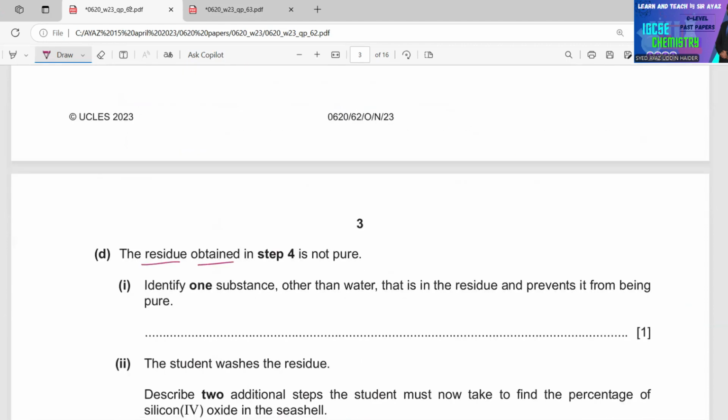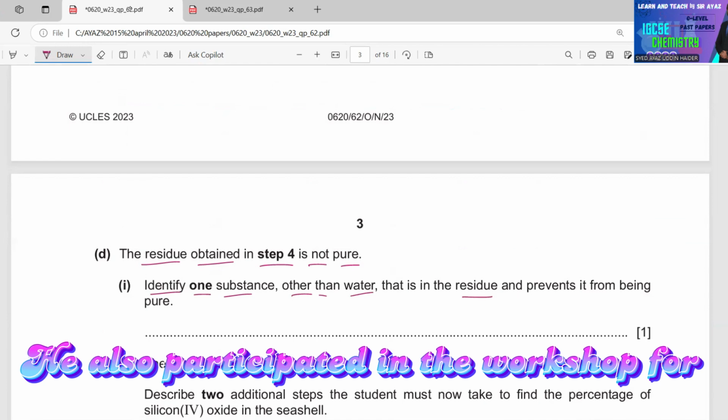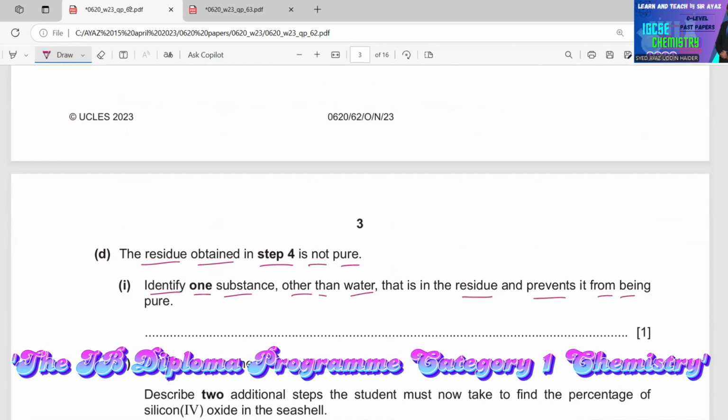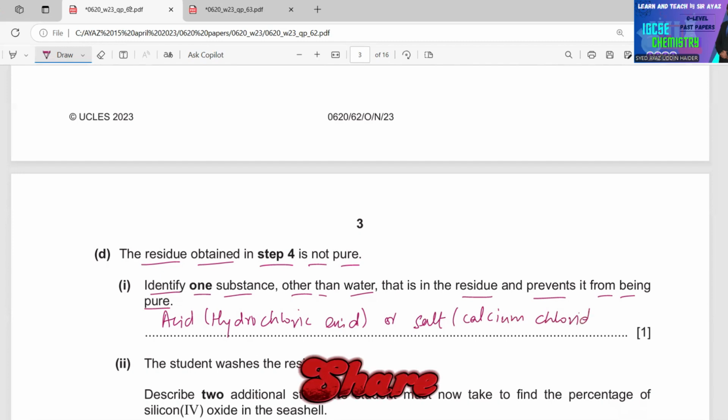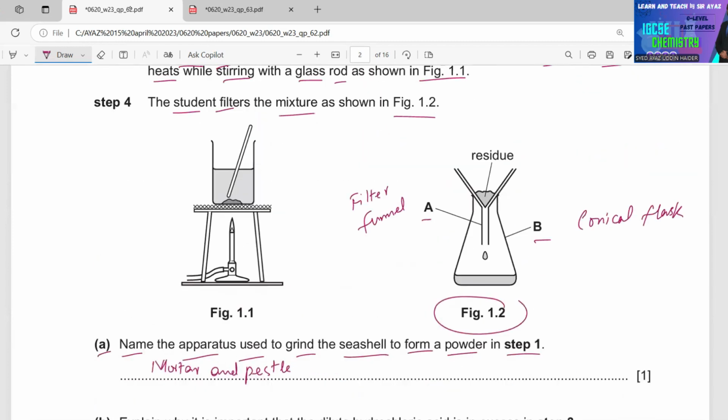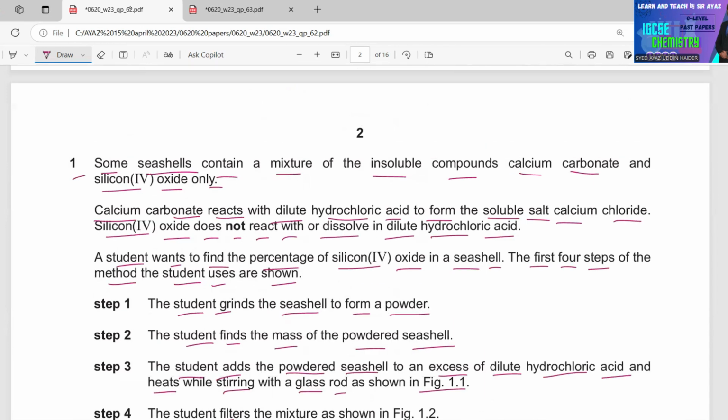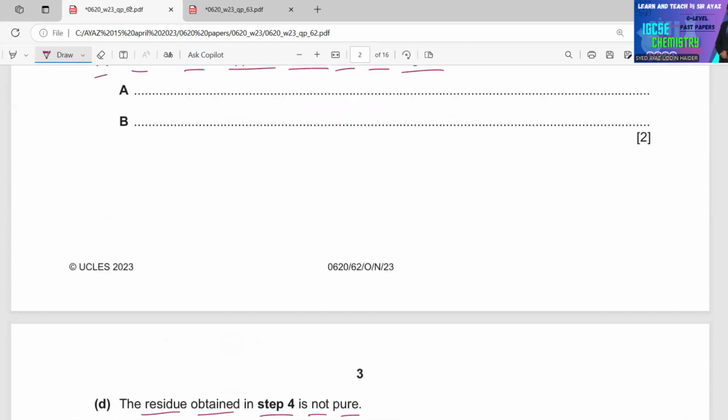Part D, the residue obtained in step 4 is not pure. 1. Identify one substance other than water that is in the residue and prevents it from being pure. Definitely it must be the salt or the acid. Here the acid is hydrochloric acid, or the salt, which is calcium chloride in this case. Coming back to the question, they are saying this acid, hydrochloric acid, the soluble salt, calcium chloride. So you can write any one of these.